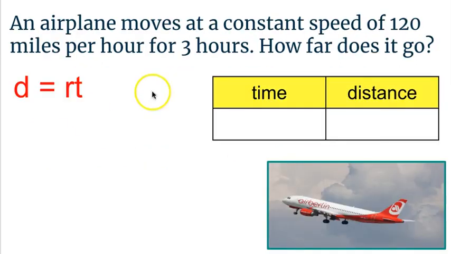Right. So looking at the plane going 120 miles per hour for 3 hours, how far did it go? Well, we know we have 3 hours, right? And if we take that rate of 120 times the time of 3 hours, that gives us 360 miles.